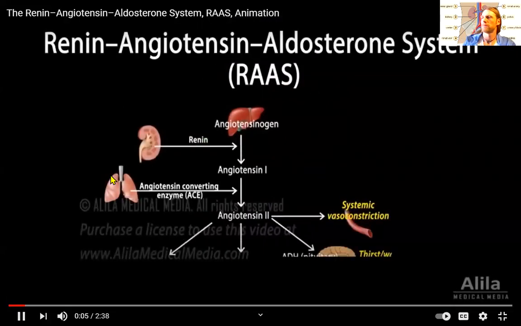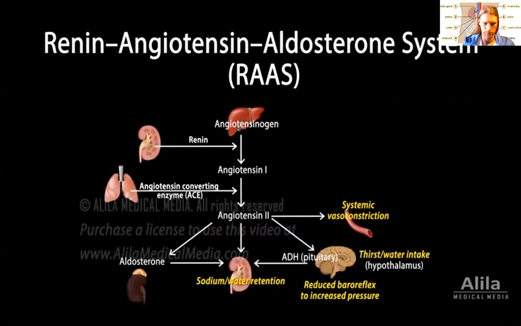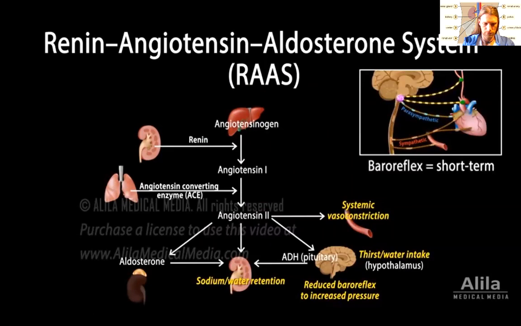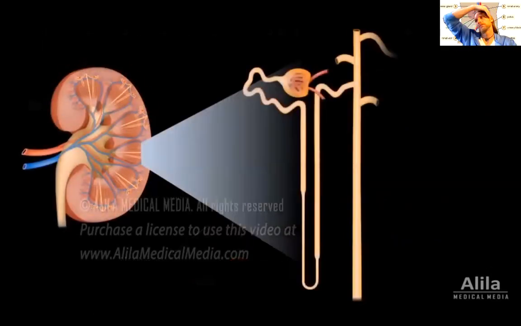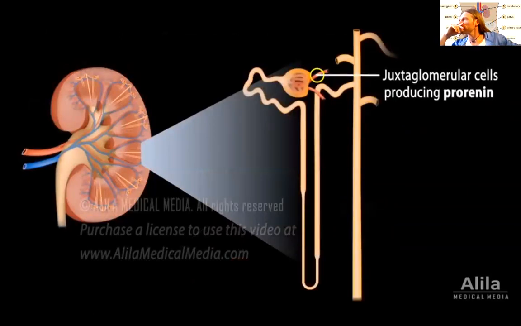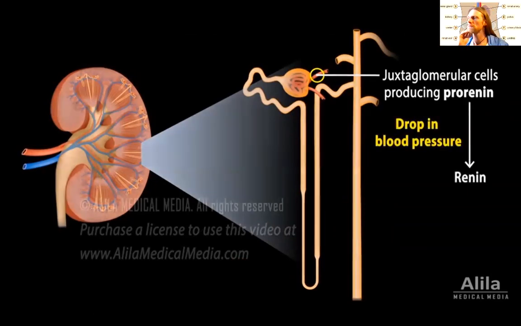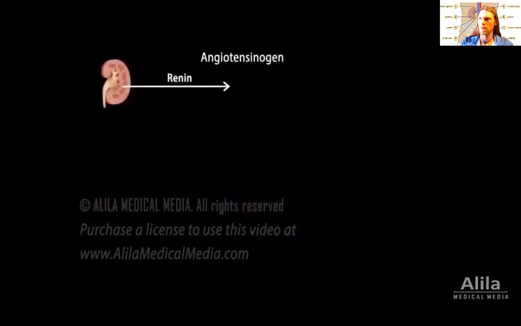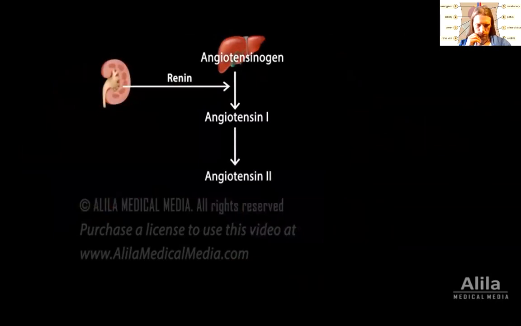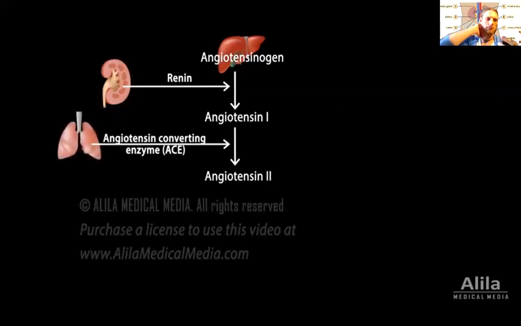The renin-angiotensin-aldosterone system, RAS, is a hormonal system that controls blood pressure. While baroreflex is a short-term response to sudden changes in blood pressure, RAS is responsible for long-term regulation. In the kidneys, within the walls of afferent arterioles, there are specialized cells producing prorenin called juxtaglomerular cells. Upon activation by a drop in blood pressure, prorenin is cleaved to form renin, which is released into the blood. Renin converts a plasma protein called angiotensinogen, produced by the liver, into angiotensin 1, a peptide of 10 amino acids. Angiotensin 1 is further converted into angiotensin 2, an 8 amino acid peptide, by the angiotensin converting enzyme, ACE, predominantly present in the lungs and kidneys.